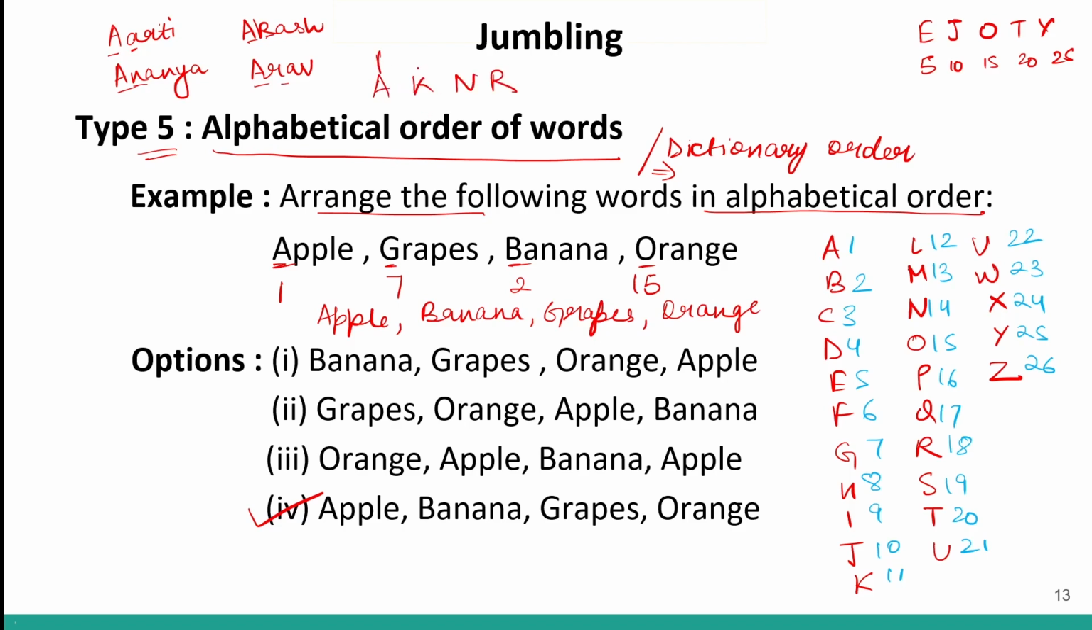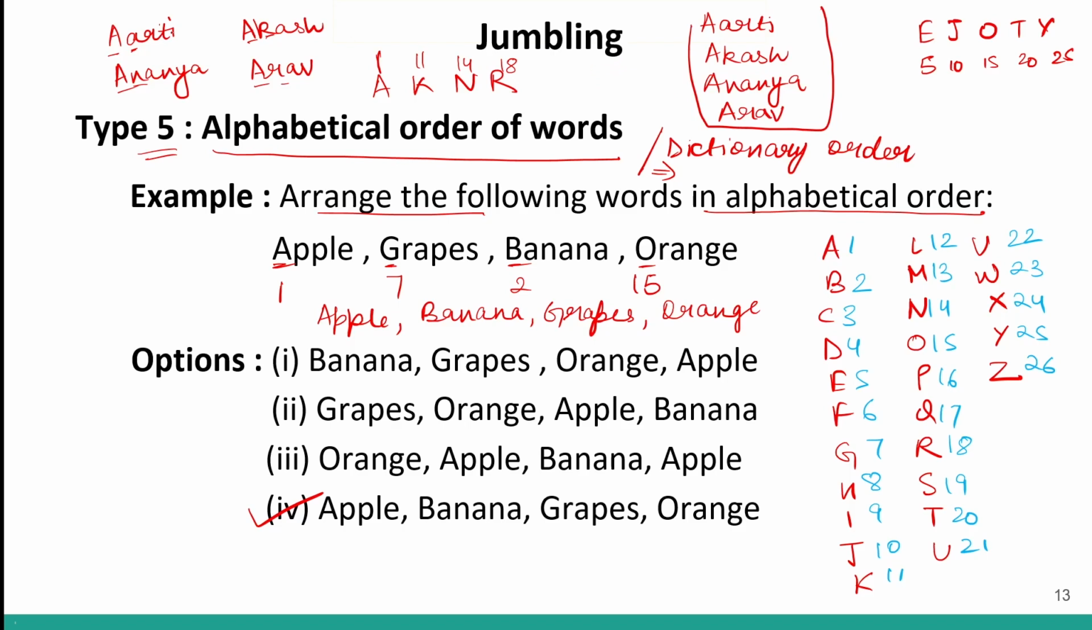So this is first rank. K is 11, N is 14, and R is 18. Correct? So if I have to maintain a register, it will be Aarti, then Akash, then Ananya, and then Arav. This will be in the attendance register.